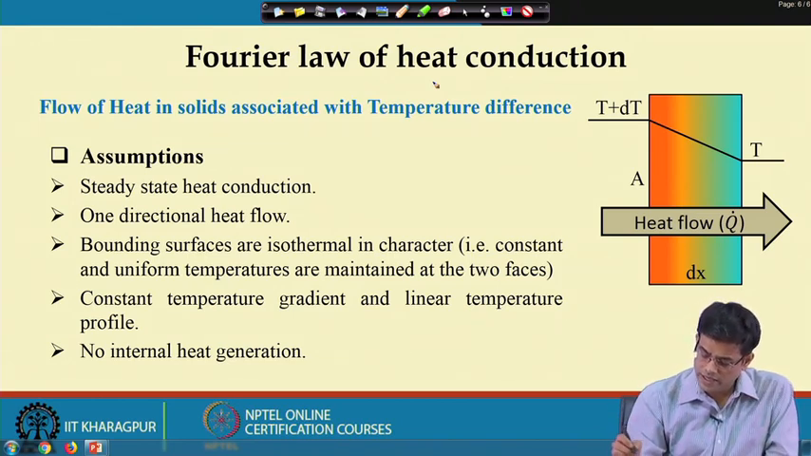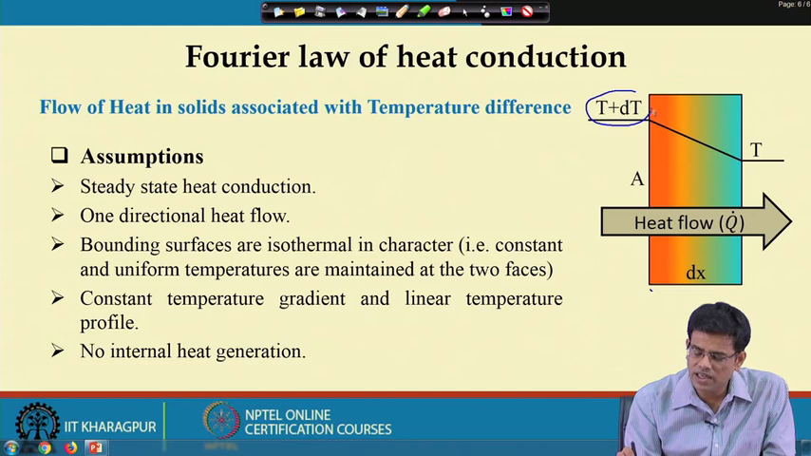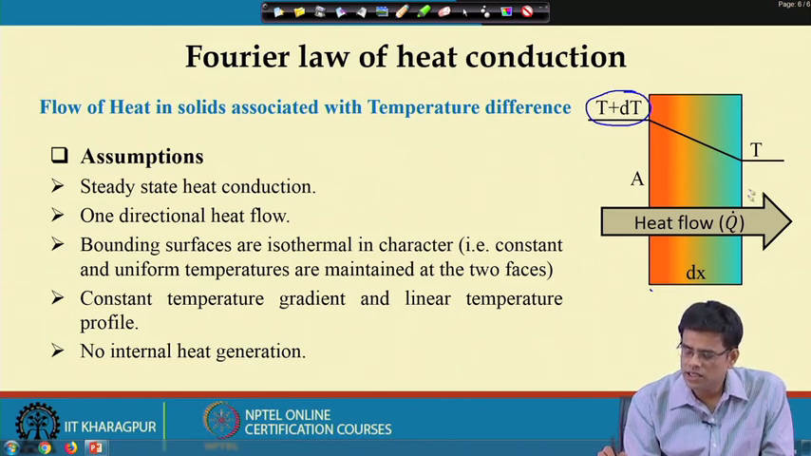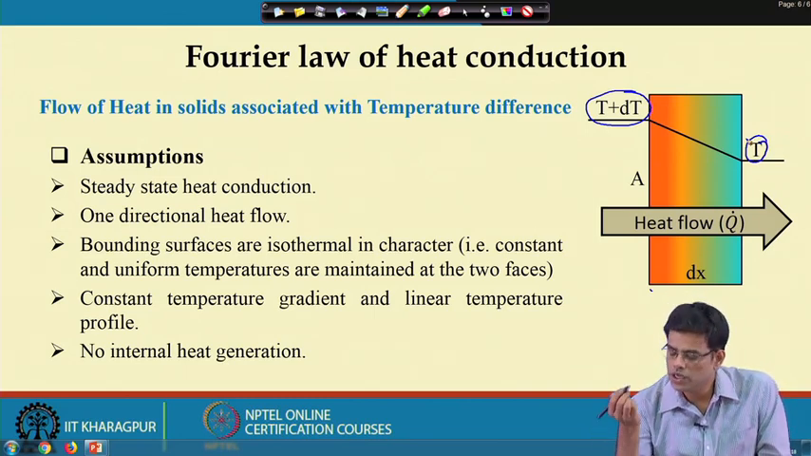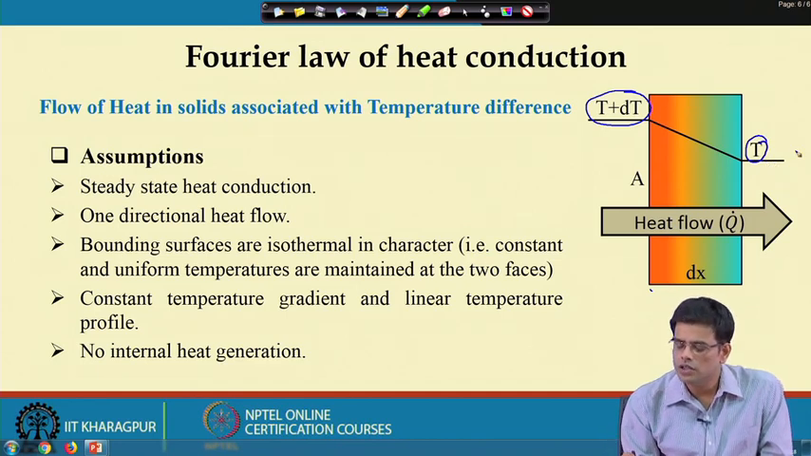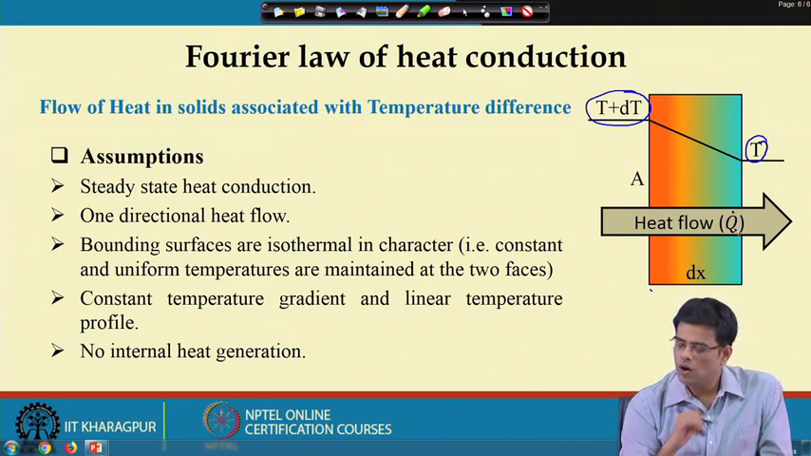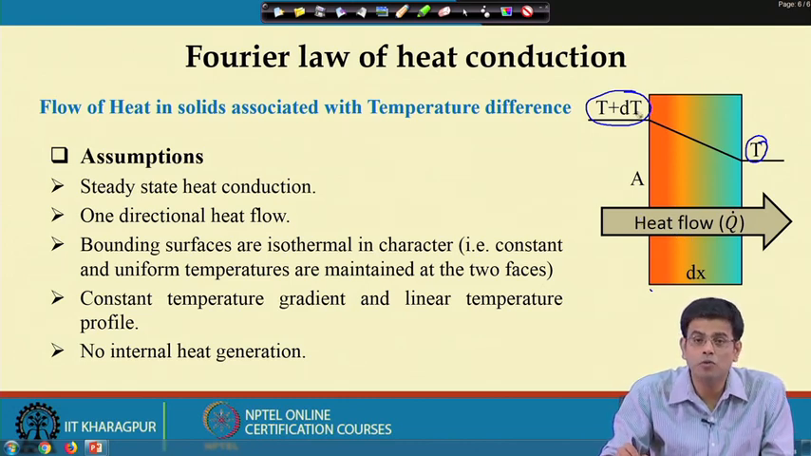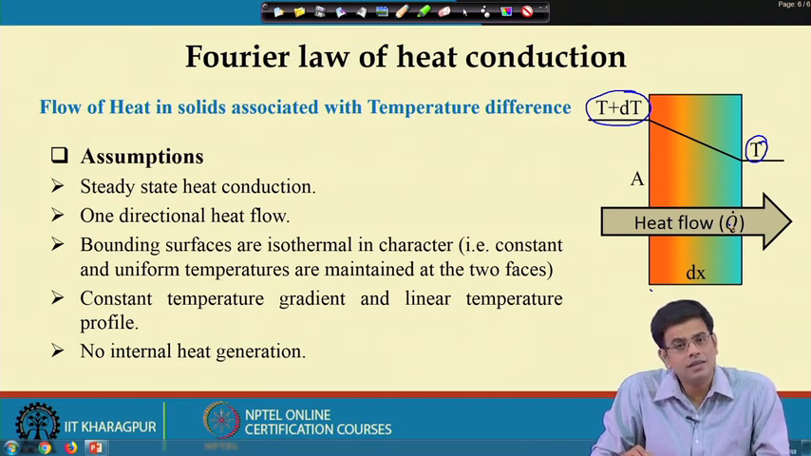Now if we consider a simple two-dimensional body where on this boundary the temperature is T plus delta T, and on this side the temperature is T. It is natural from our physical observation, our intuition, that heat will flow from this side to this side. So heat flow is modeled as Q dot. Q dot is the heat flow. Now what are the assumptions on it?